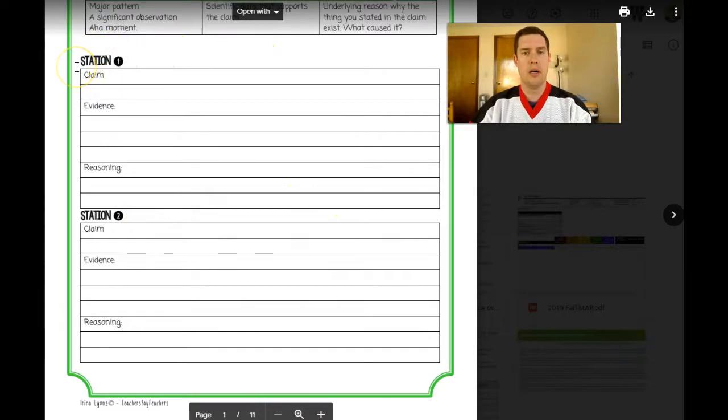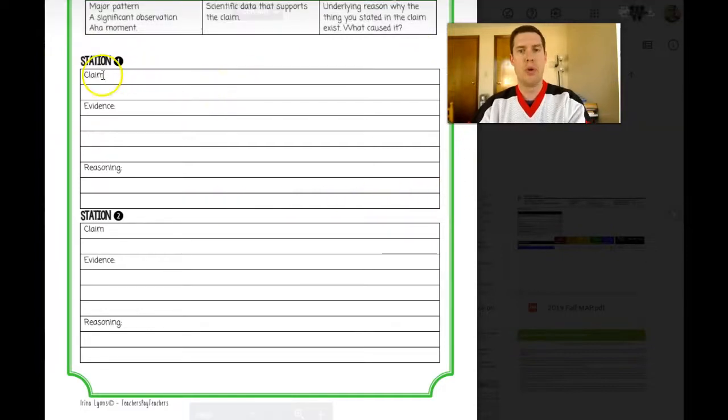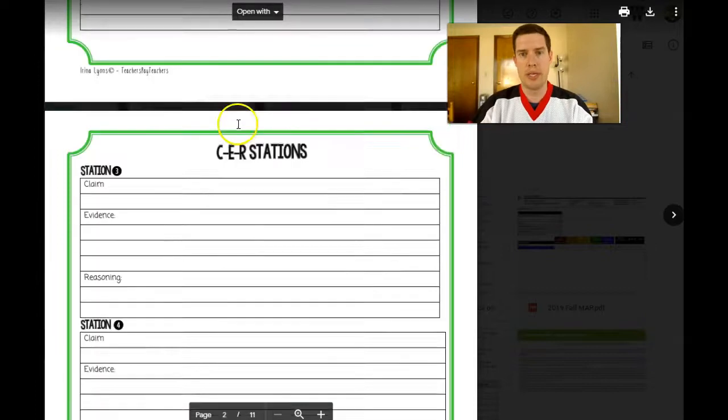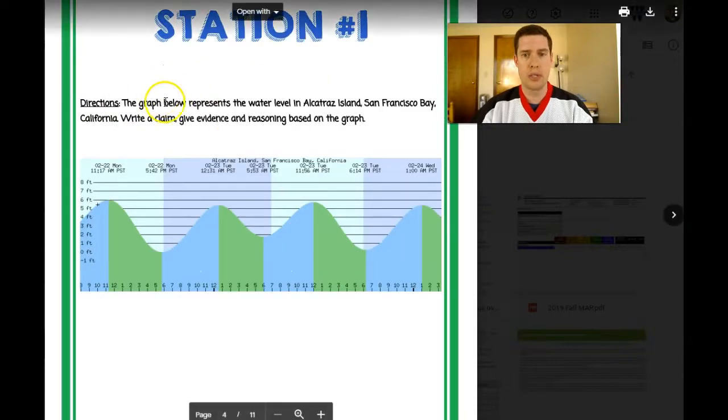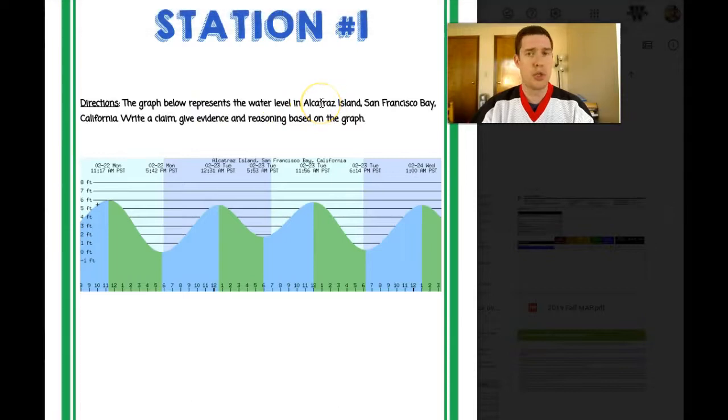So when we look at station 1's graph, this area here on this page is where you would write your claim, your evidence, and your reasoning. So let's quickly look at this first one as an example. And yes, you can use this as one of the ones you have to do. Okay, so here we have a station where the graph, as it says in the directions, represents the water level in Alcatraz Island in the San Francisco Bay.